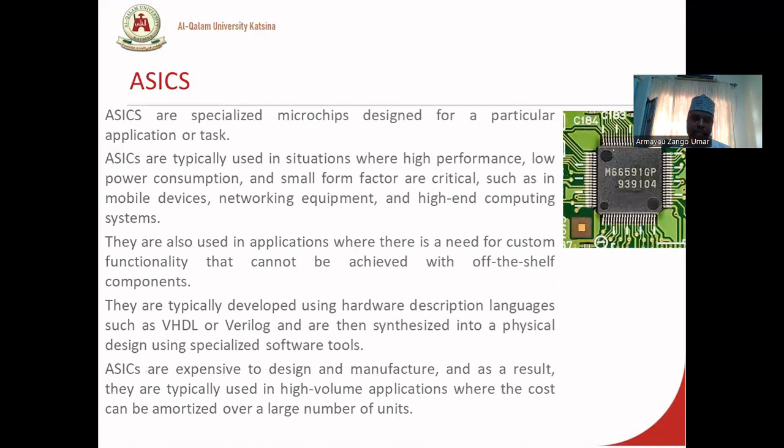Yes, as I hinted earlier, ASICs are very expensive to design and manufacture. So usually it's not something you go for if you want to design a few instances of an embedded system. But if you want to target the mass market, because the cost is spread across the products, then the best option is ASICs.